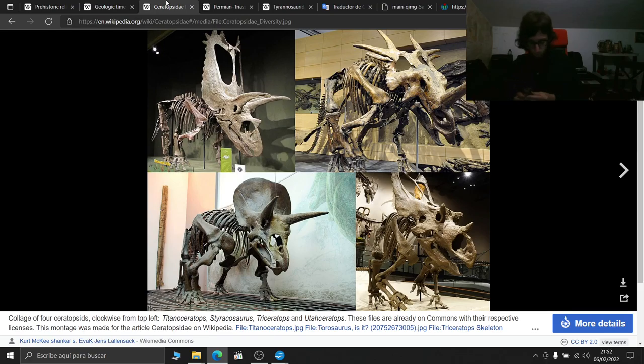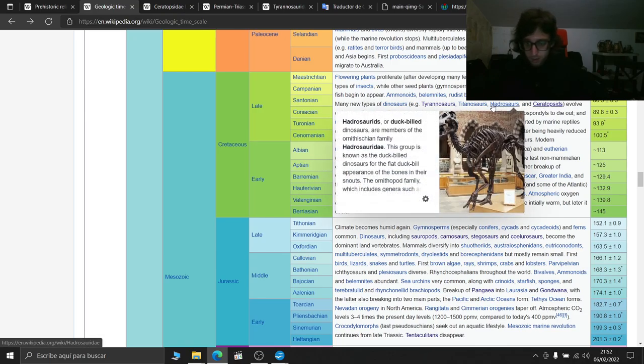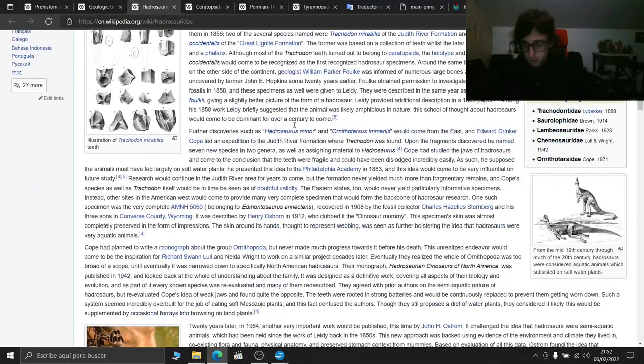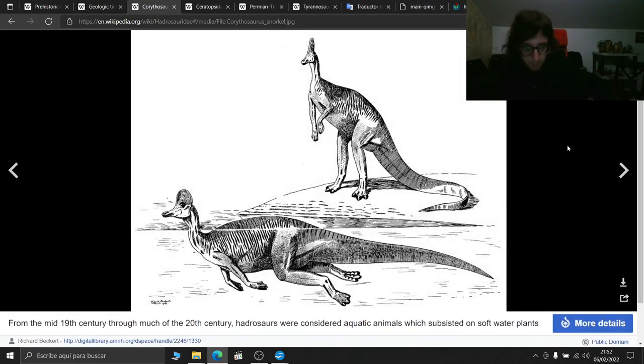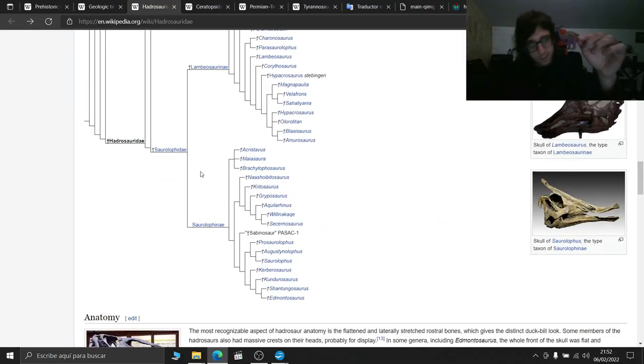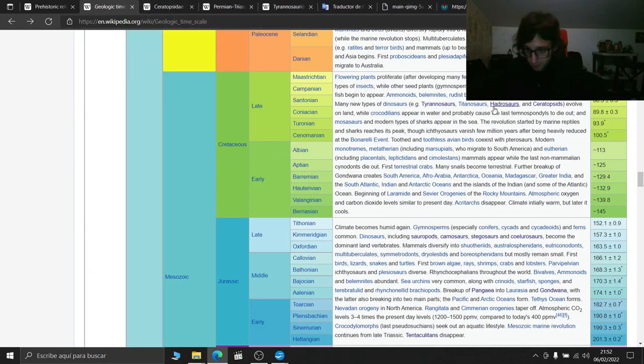And then I'm missing one, but I'm not sure what kind this one is. Hadrosaurus, maybe this one. No, I think this is not that one. This is like a duck. Definitely, I think no. Let's see if I find what one is that.